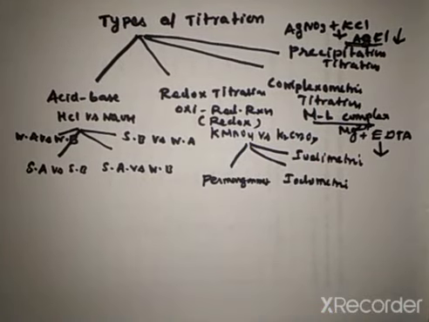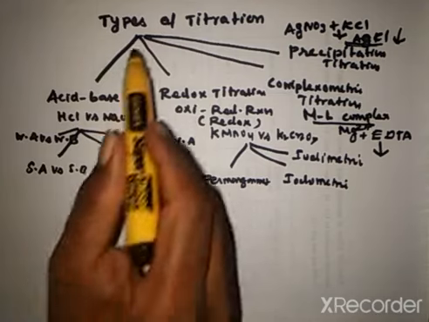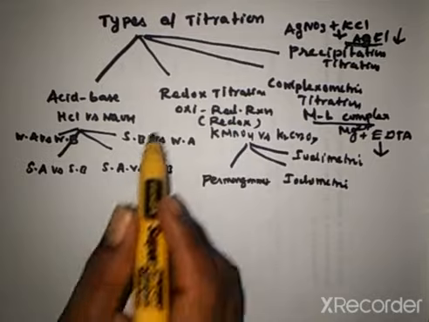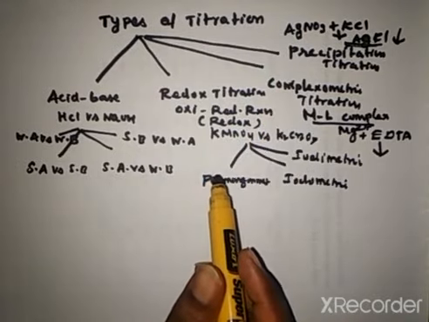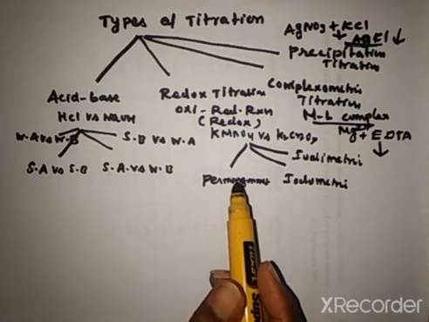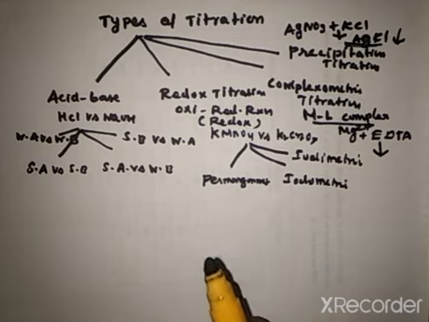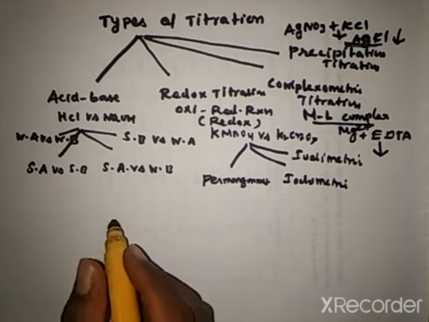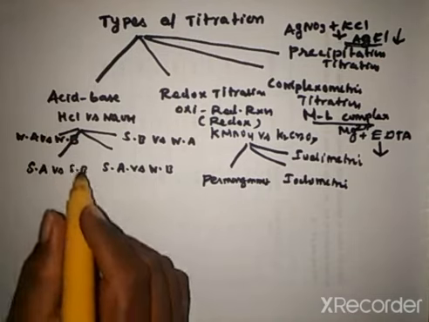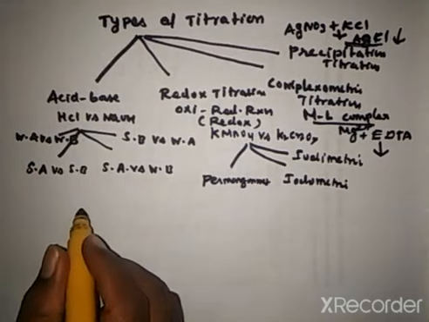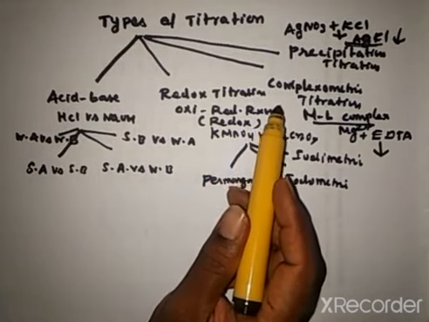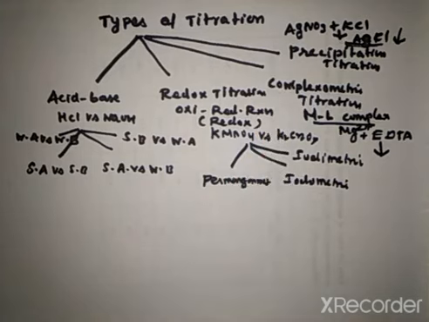I hope you understood. In this class, we discussed what is titration, what are the terms used in titration analysis, and what are the types of titrations. There are four types: acid base, redox titration, complexometric titration, and precipitation titrations. In the next class, we shall discuss one by one what is acid base titration in detail, and redox titration, complexometric titration, and precipitation titration. Thank you.